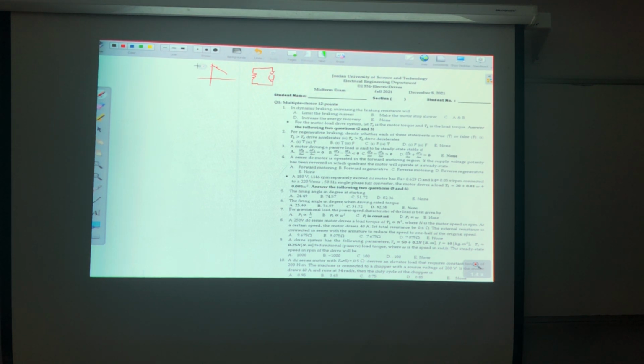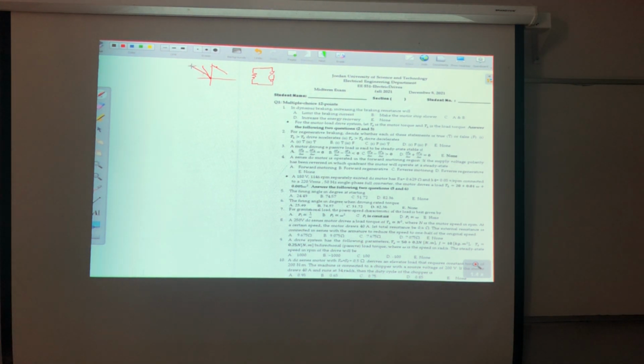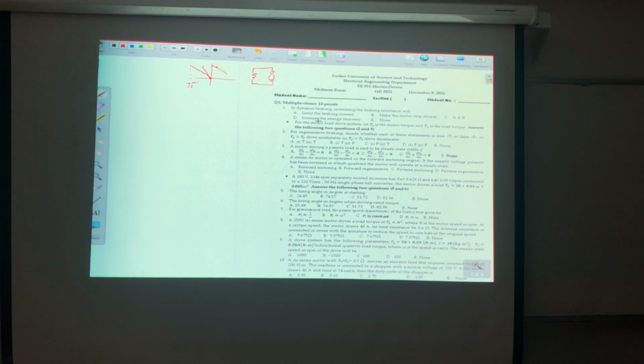Now, according to the I brake, I will generate different braking currents. If the braking resistance is minimal, the I brake will be the maximum. So increasing the braking resistance will reduce the braking current, which means I limit the braking current. And if I'm limiting the braking current, I'm limiting the braking torque. So the answer will be C.